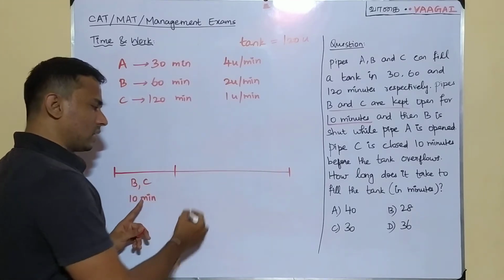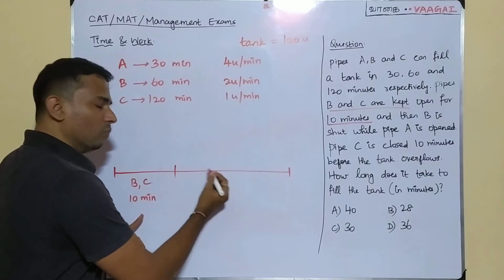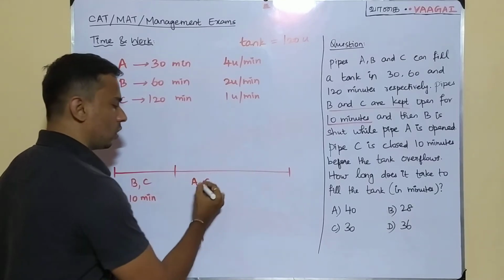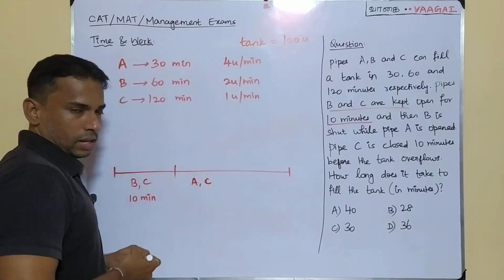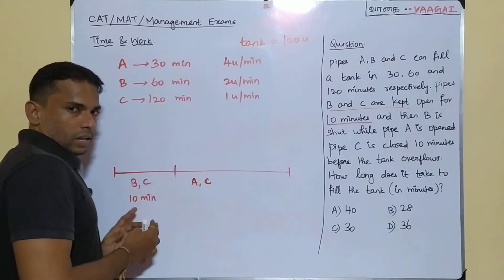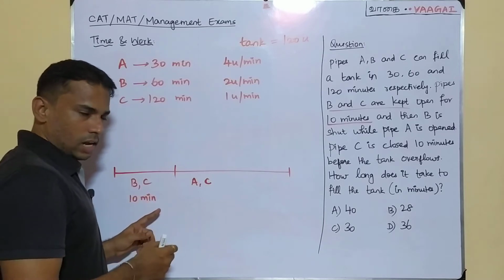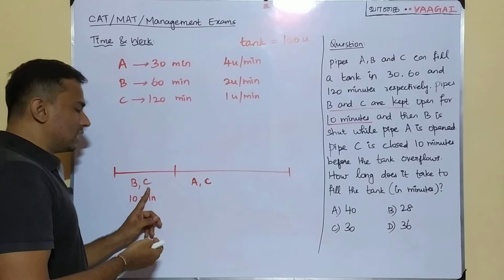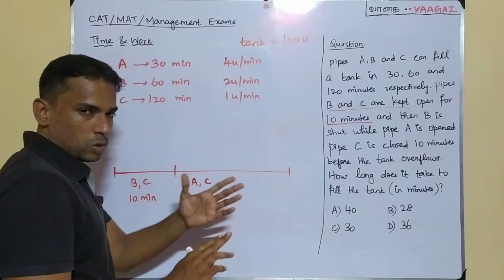Okay, so that means here after 10 minutes, now which two pipes are going to work? Now A and C are going to work. Okay, this is what we should understand. I hope you can get the meaning, right? At the beginning part, B and C, these two are working, but after 10 minutes, B is closed and A is opened. Okay, C is still running only. That point we should be clear.